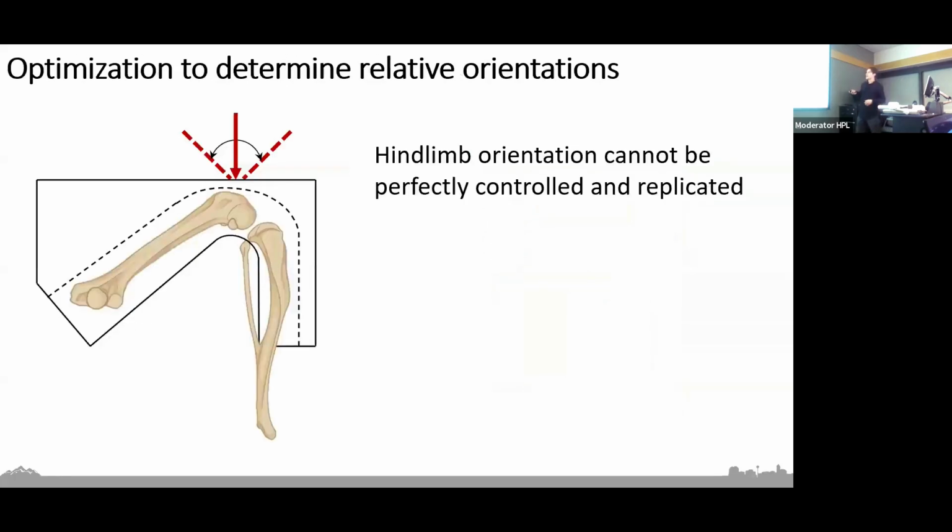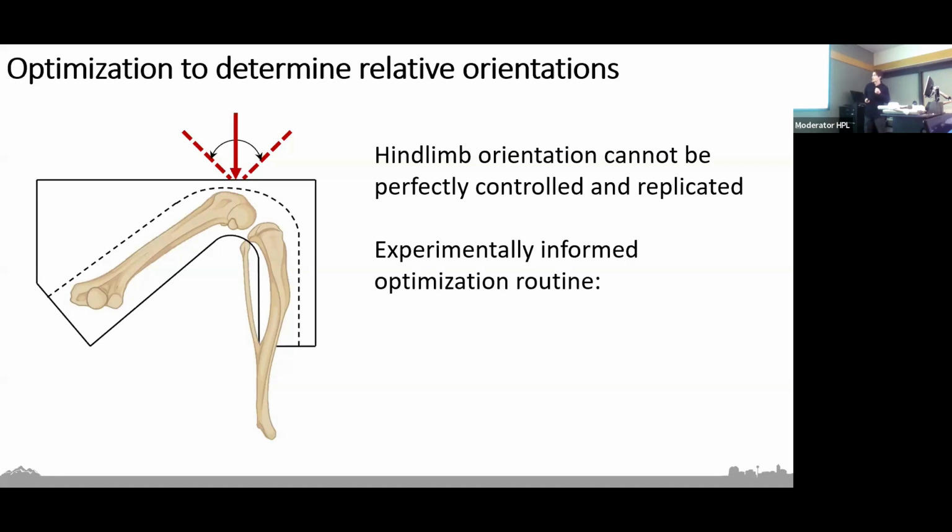And what we do know is that this hind limb orientation certainly cannot be perfectly controlled or replicated. So there will be variation between experiments. There's likely variation within the experiments as they undergo load. And even more challenging, after we excise those hind limbs and bring them into the CT scanner, reconstructing that position is very, very challenging. And again, probably no chance that you're going to perfectly match that orientation.